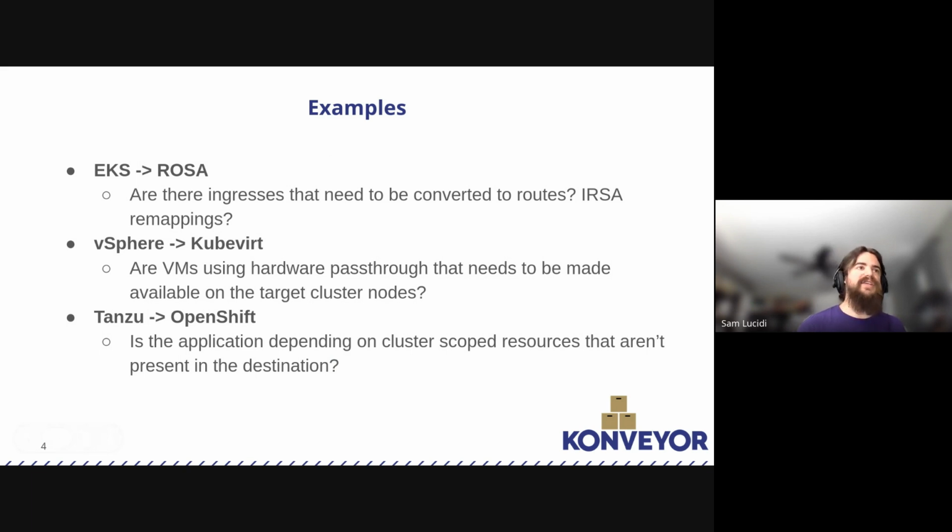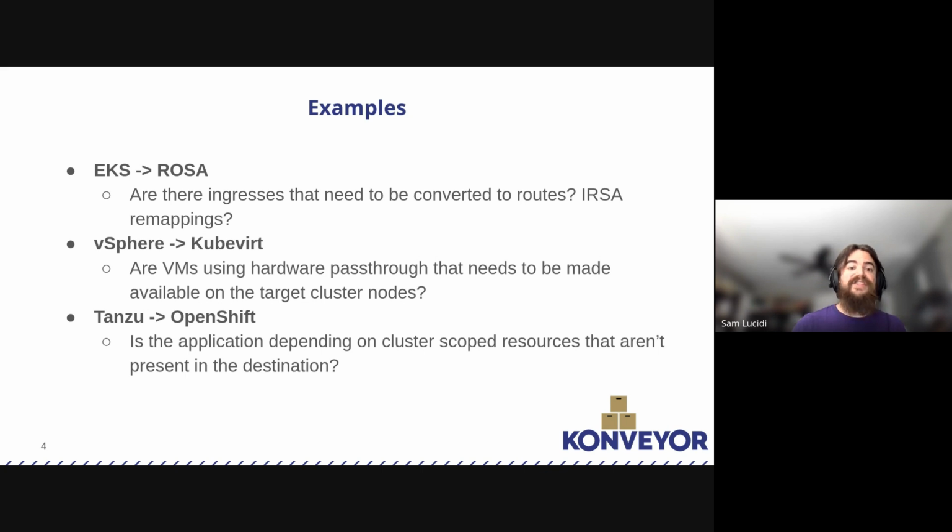If we have an example of an application in EKS that we're considering migrating into ROSA, maybe there's some simple stuff: ingresses, stock Kubernetes ingresses that need to be converted to OpenShift routes, or IRSA remappings, pods and security groups need to be mapped onto AWS IAM roles. And as I'm migrating stuff around, the security service accounts and so on may have changed, and I'm going to have to make sure that those mappings are in place in the target.